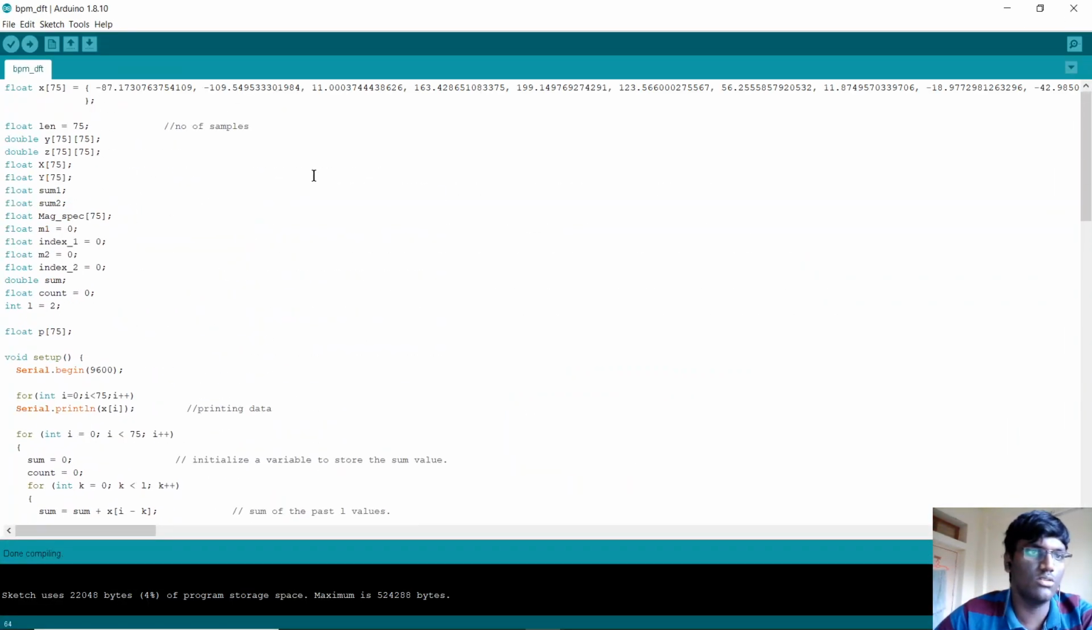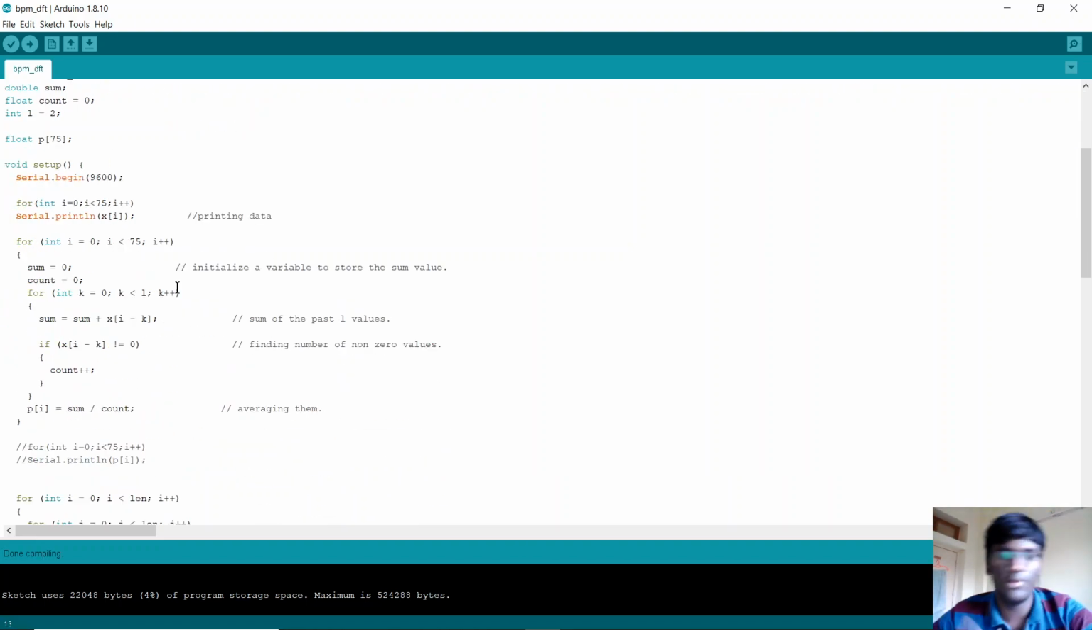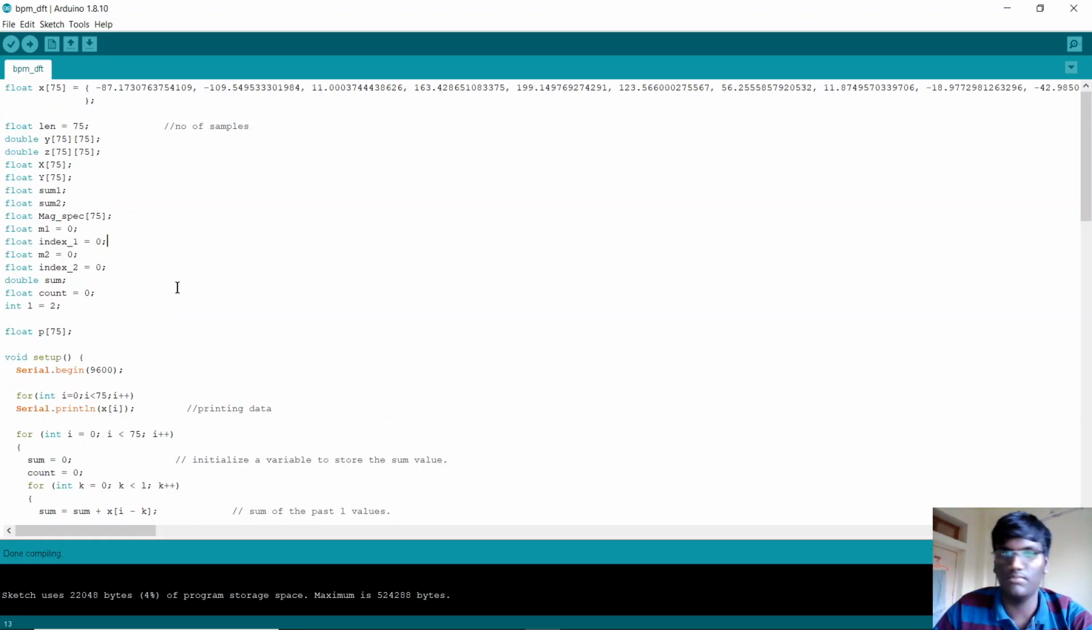This is the Arduino code for calculating the beats per minute of a PPG signal. Since the signal is recorded for 3 seconds at 25 Hz, there are 75 samples. There is one thing to be noted here. Arduino does not have the facility to represent complex numbers. The DFT matrix consists of complex numbers because of e power minus j 2 pi k n by N.